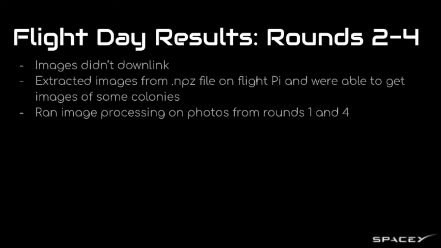The rest of the team members' images didn't downlink at all, but afterwards we were able to extract images from compressed files stored on our CubeSats in .npz format. This is a zipped archive file, and we put it in this format to save valuable downlink time when we were downlinking our images. So after the fact, we were able to extract the images and get images of some colonies from them.